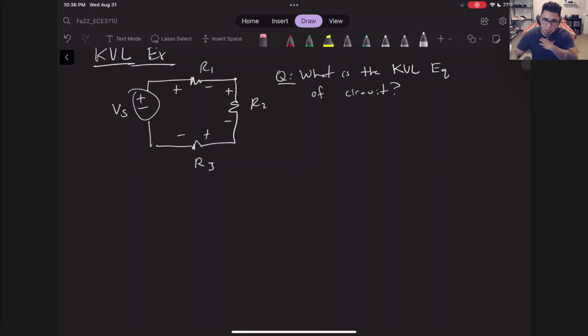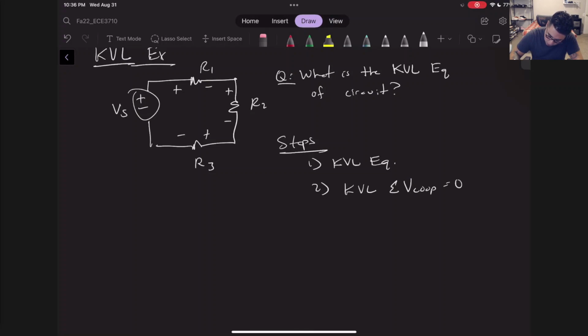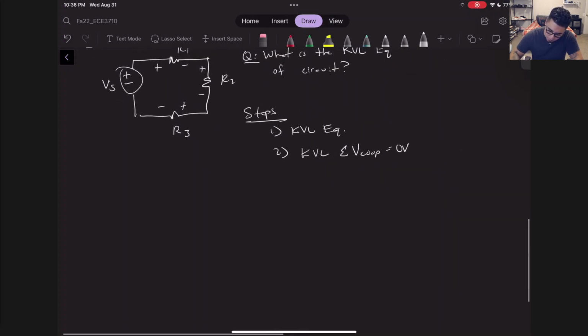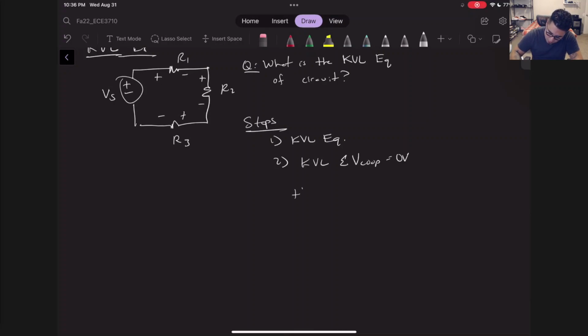I get to choose my journey. It's 2022, so I want to go clockwise. Okay? So if I'm going clockwise, keeping that in mind, trying to find the KVL equation, no units. KVL says that the summation of voltages in a loop is equal to 0 volts. So if we're going clockwise, that's going to be plus Vs minus VR1 minus VR2 minus VR3 equals 0 volts. The subscripts are being very specific as to what element I'm talking about, and the V represents voltage.